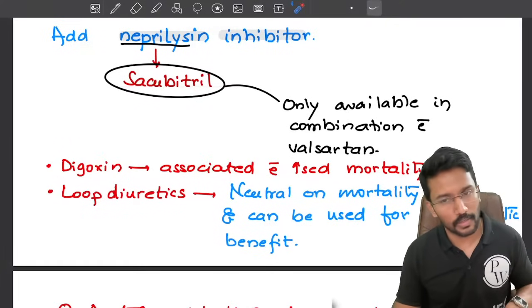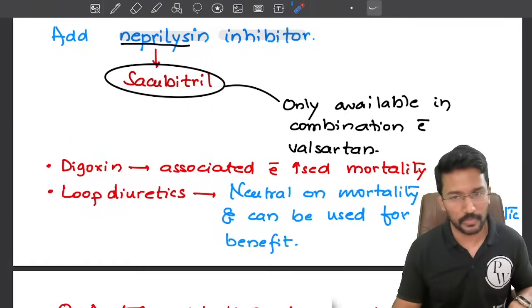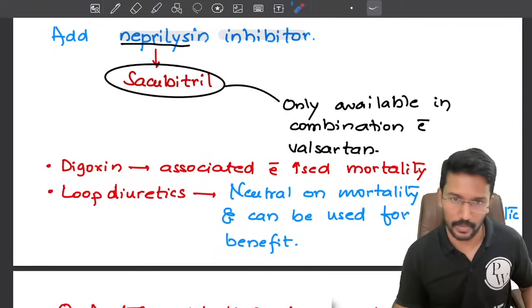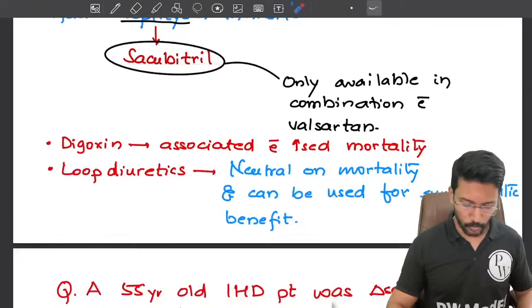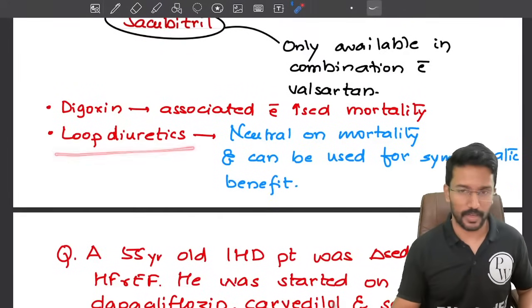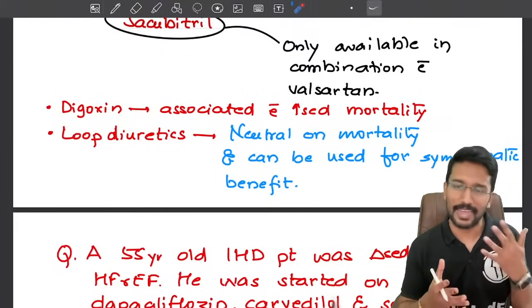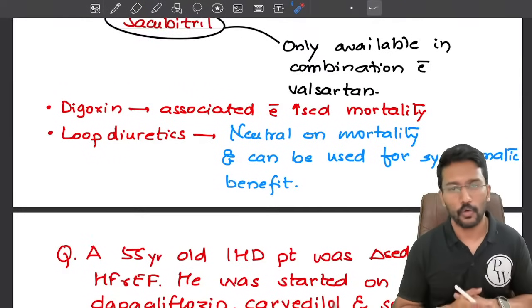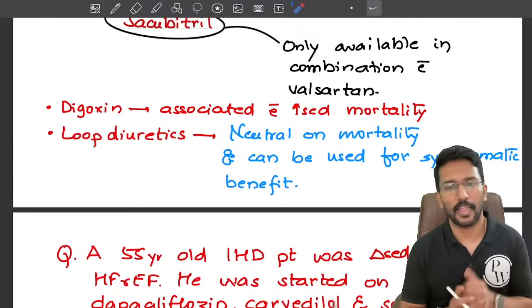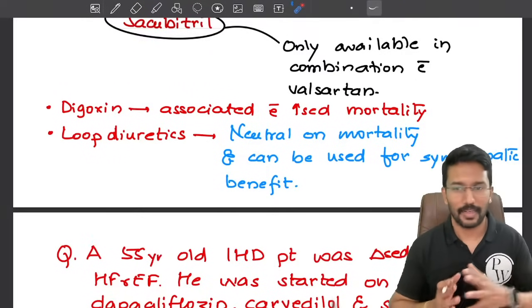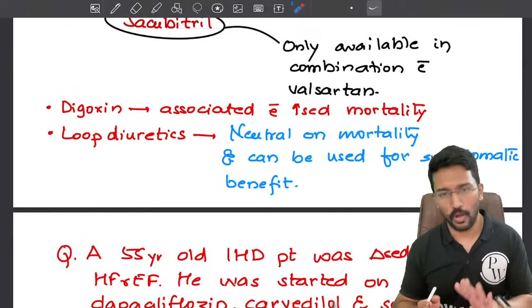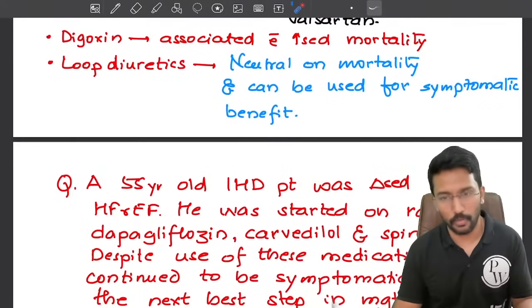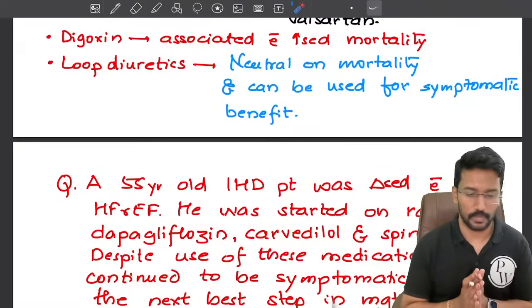That's why we no longer use it in patients with heart failure, no matter what, because we have better drugs available with us. Okay. Last point, what about the loop diuretics? Spironolactone we know, right? It is indicated, it reduces the mortality by tackling the RAS axis. What about loop diuretics like furosemide or torsemide? They neither increase mortality nor decrease mortality. They are neutral on mortality, and if the patient's symptoms demand the use of it, we can use it.